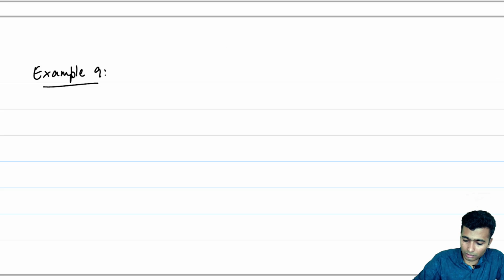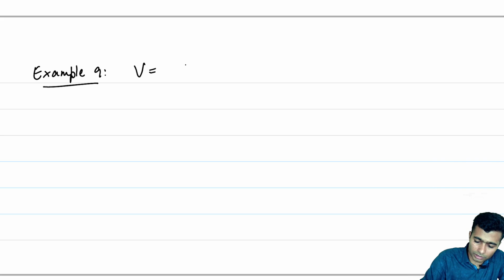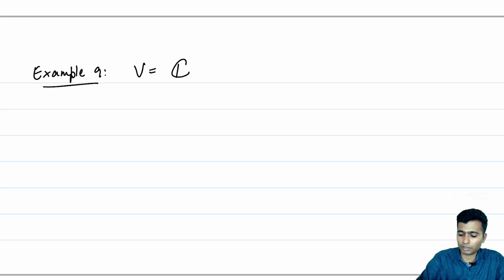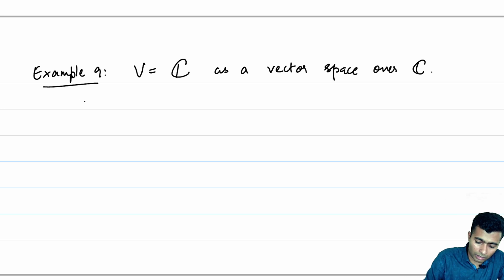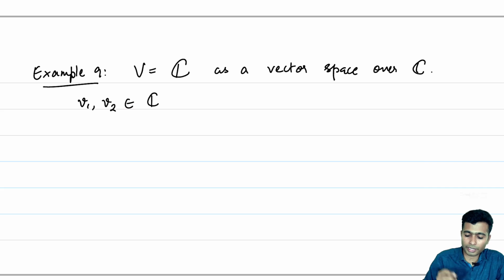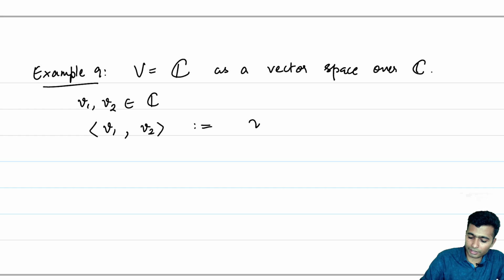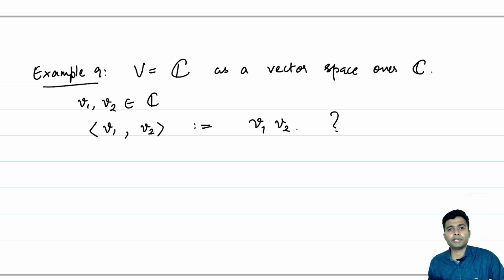The next example, being the simplest one, is V equal to C as a vector space over C, and let v1, v2 be two complex numbers. We would like to define the inner product of v1 and v2. So what if we define it to be v1 times v2? Will this be an inner product on C?